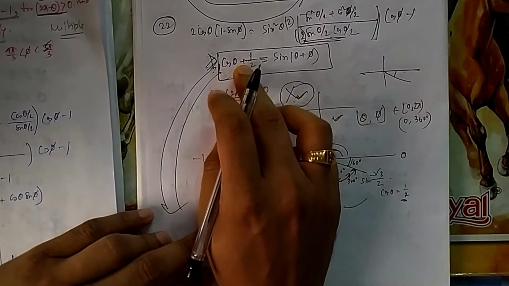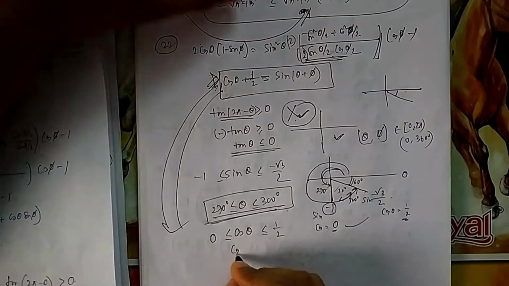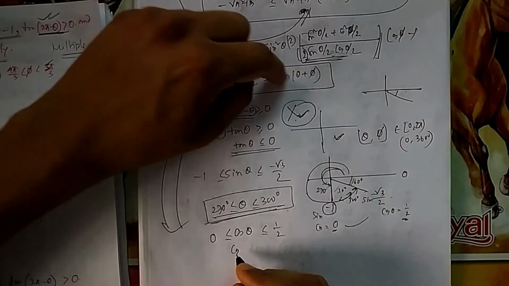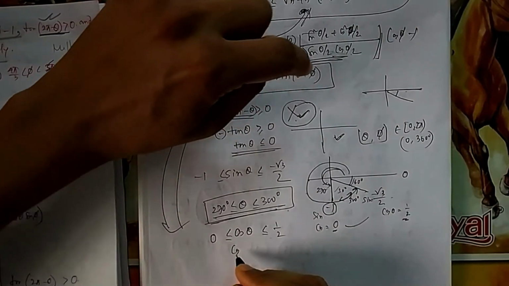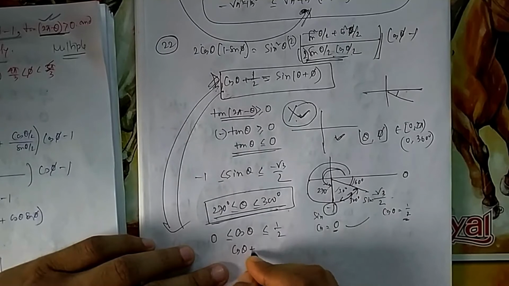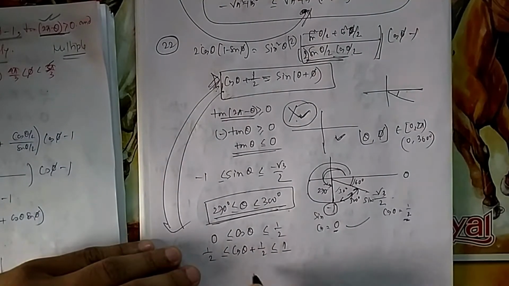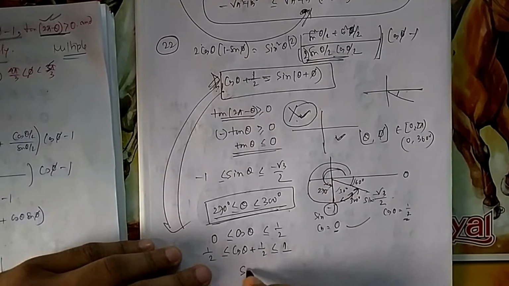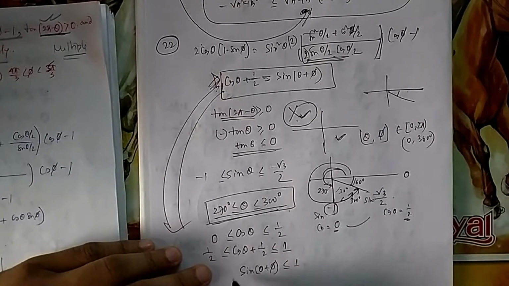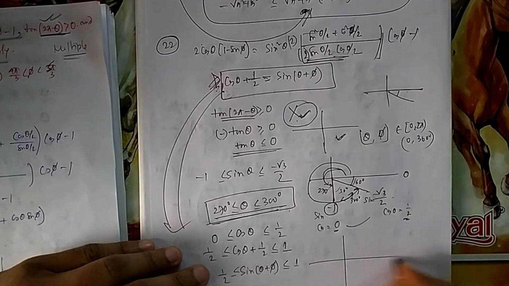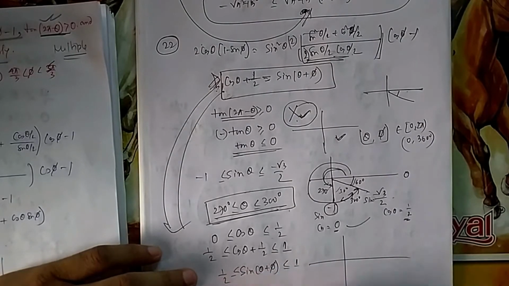Okay. So what is my requirement? Cos theta plus half. I'm forming this one, so I can write sin of theta plus phi, so that I can get to phi. So if I add half both sides, it will give me 0 plus half to half plus half, that is 1. And this is nothing but sin of theta plus phi between half to 1. Okay. Now which is this angle? Sin of theta plus phi between half and 1.